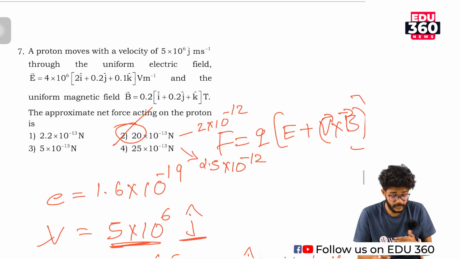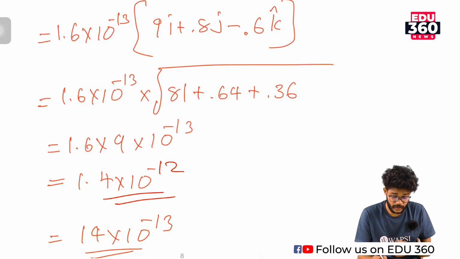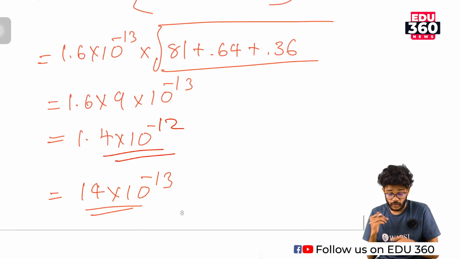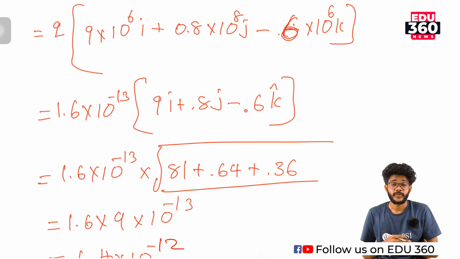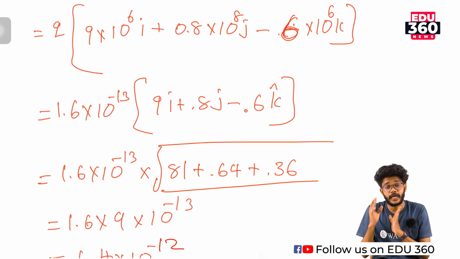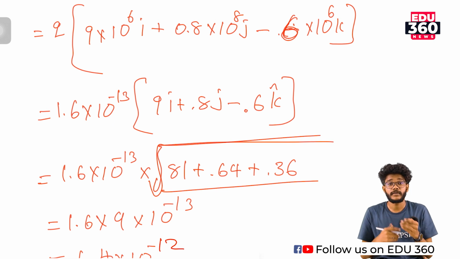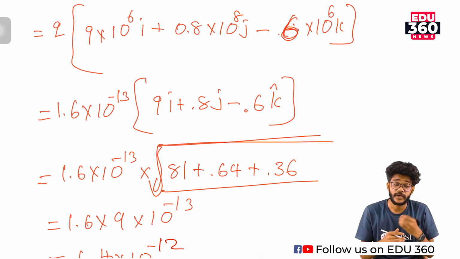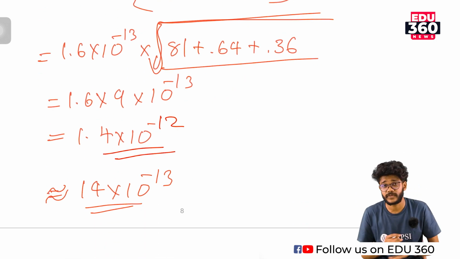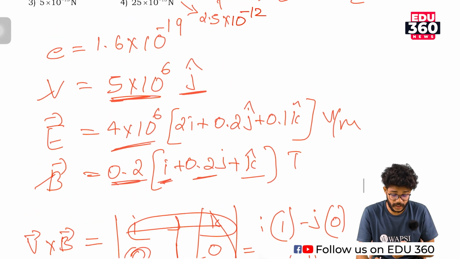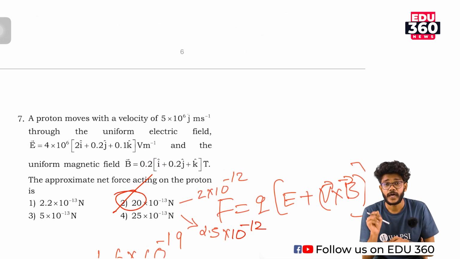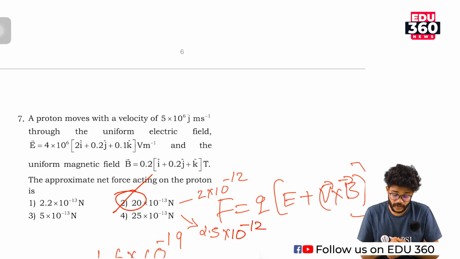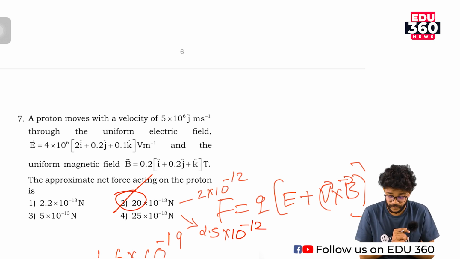What's the reason for the change in magnitude? The change in magnitude is due to taking the approximate root and multiplication. If you do the multiplication and the exact root by pen and paper calculation, then we get the accurate value. This value is an approximated value, that is why there is a minute change in the answer. Our answer is 14 into 10 raised to minus 13, and the accurate value is 20 into 10 raised to minus 13. Okay, this is the correct answer.